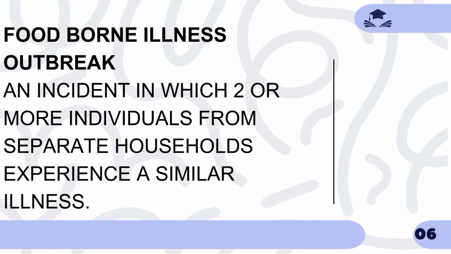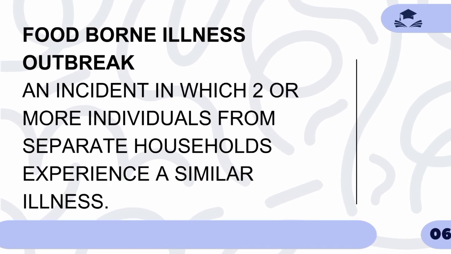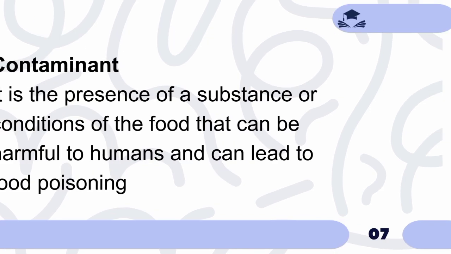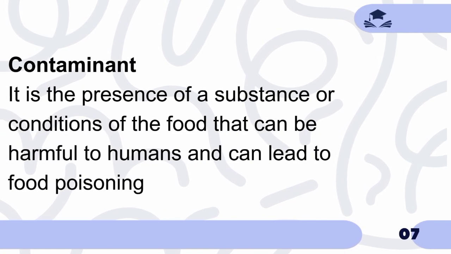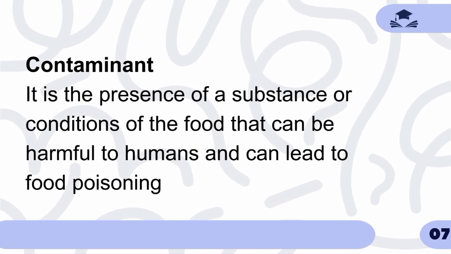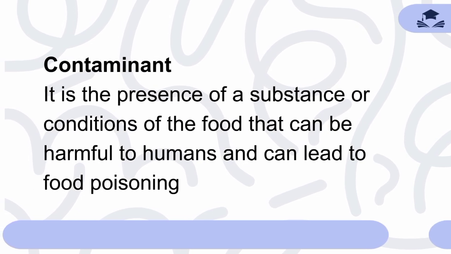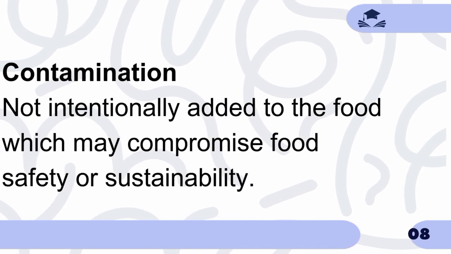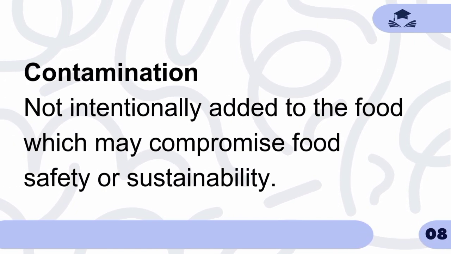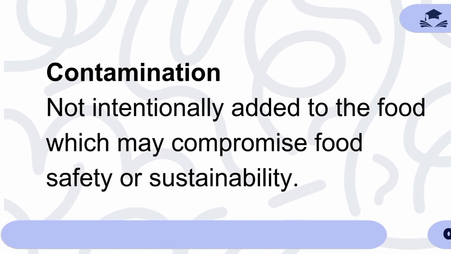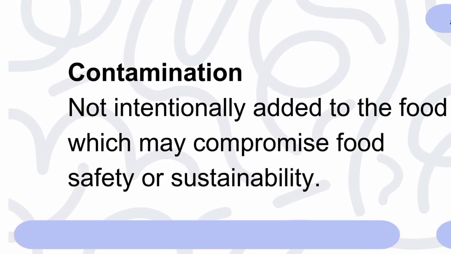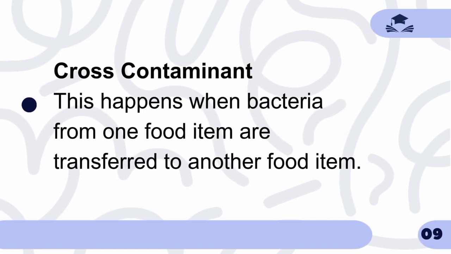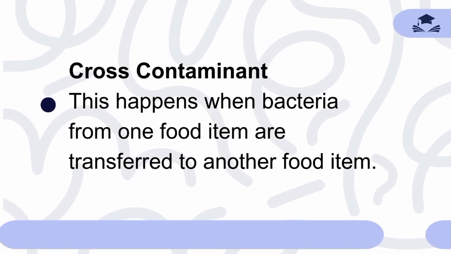Foodborne illness outbreak. An incident in which two or more individuals from separate households experience a similar illness. Contaminant. It is the presence of a substance or condition in the food that can be harmful to humans and can lead to food poisoning. Contamination. It is not intentionally added to the food, which may compromise food safety or sustainability. Cross-contamination. This happens when bacteria from one food item are transferred to another food item.